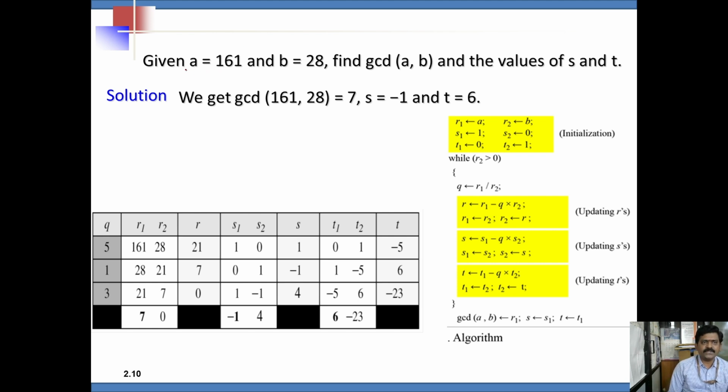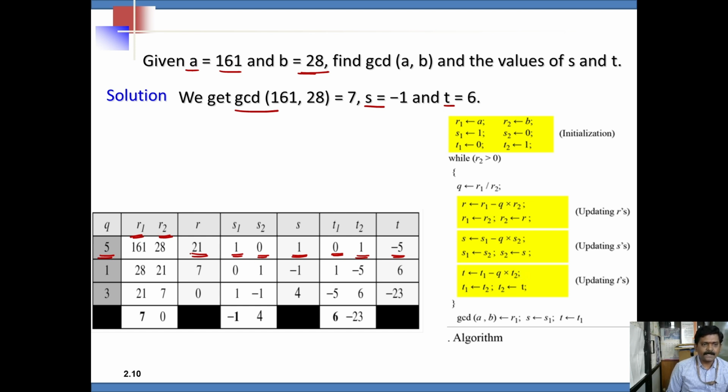We have two variables A, B, and the numbers are 161 and 28. We are asked to find extended Euclid algorithm on this and identify what is the GCD as well as the two variables S and T. So you can see here R1 is assigned to A, R2 is assigned to B. We calculate the quotient 5 and the remainder R. Initially S1 is assigned to 1, S2 is assigned to 0. We calculate S by evaluating S1 minus Q into S2. Similarly, initially T1 is assigned to 0, T2 is assigned to 1. We calculate T by assigning T is equal to T1 minus Q into T2.